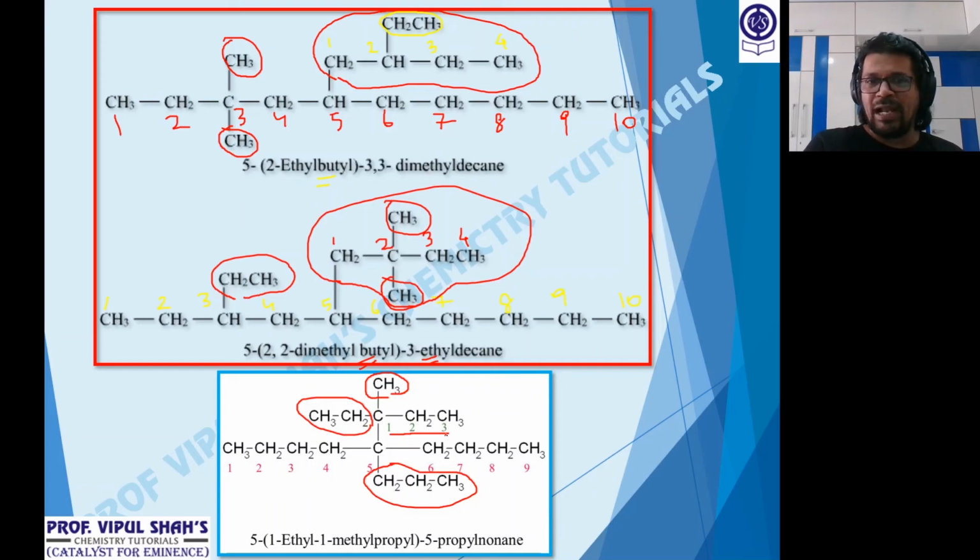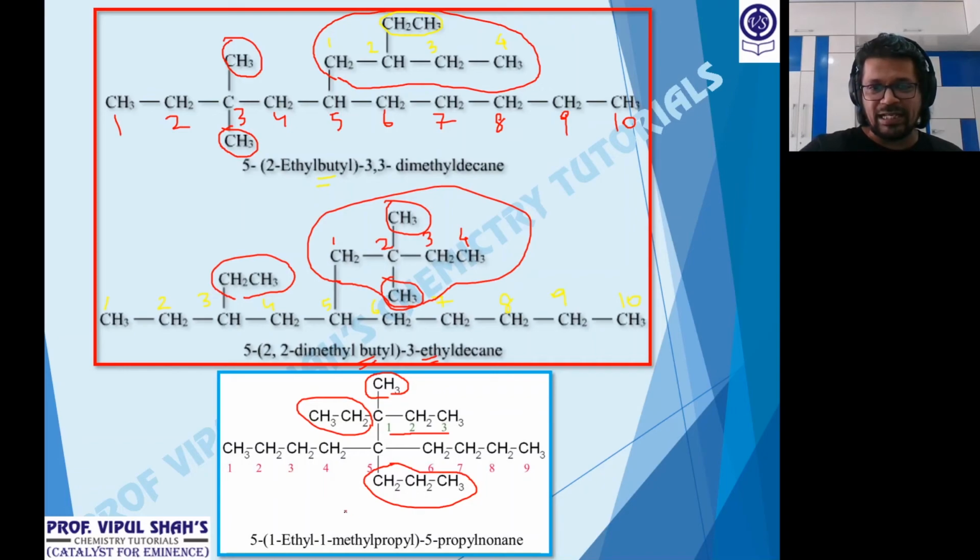So 5 bracket 1 ethyl 1 methyl propyl, this is the upper part, bracket closed. Then below, on 5 there is again a propyl, so it also gets a position. So 5 propyl and then the skeleton of 9, that is nonane. Please keep in mind, both here we have two groups but both are not equal. If they were both equally branched, I would have used the word bis. So no bis here. Okay.